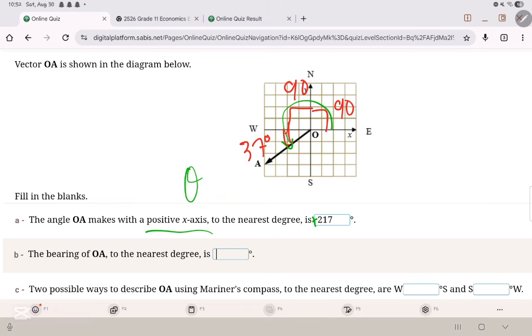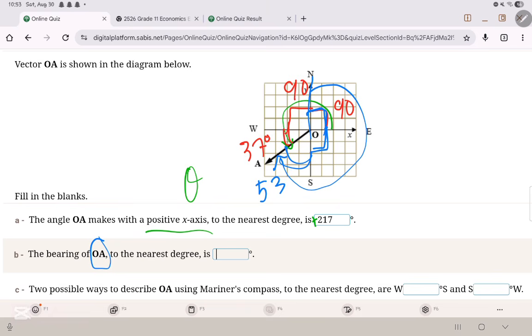Now, why did I do all of this? Because they asked for the bearing of OA. When we say bearing, we mean its direction from the north, and it's always clockwise. So from the north, we will go like this. How much is the bearing? The bearing is 90 plus 90 plus this over here. What is this? It's 90 minus 37, which is 53. So the total bearing is 90 over here, plus 90 over here, plus 53.